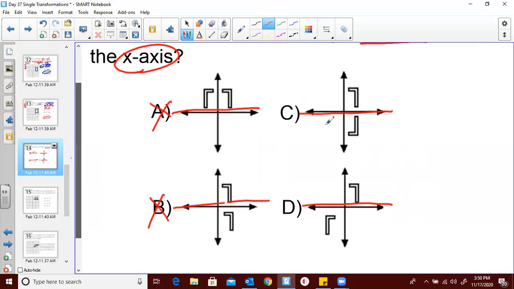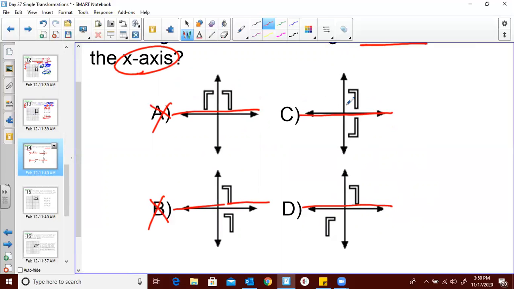Now, if we look at C, though, we'll see that C is, in fact, reflecting over the x-axis. First of all, it's working with the x-axis. And second of all, look, if your eyeballs were right here, you would be looking right back at yourself. All right, so C is our answer. And D, I have a feeling, is something that we'll be talking about tomorrow. It looks like a double reflection.